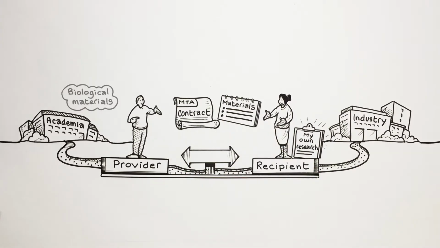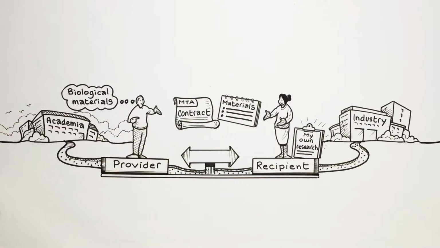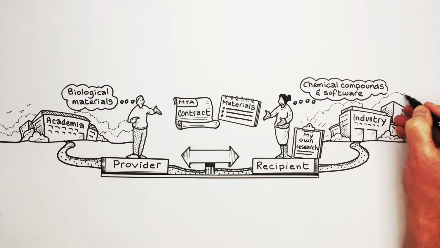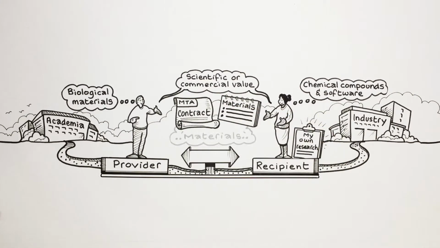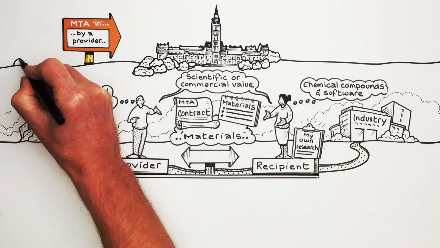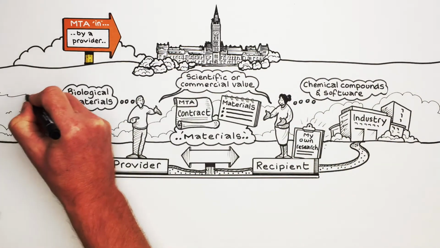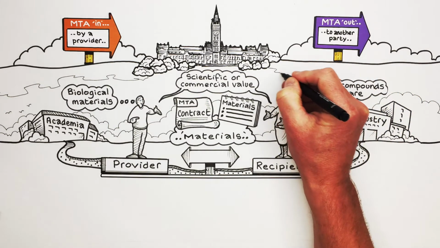This agreement typically covers biological materials such as reagents, cell lines and plasmids, but can also be used for chemical compounds and software or anything else with scientific or commercial value, all of which come under the term materials. There are two types of MTA: an MTA in, where material is being sent to the university by a provider, and an MTA out, where material is being sent by the university to another party.